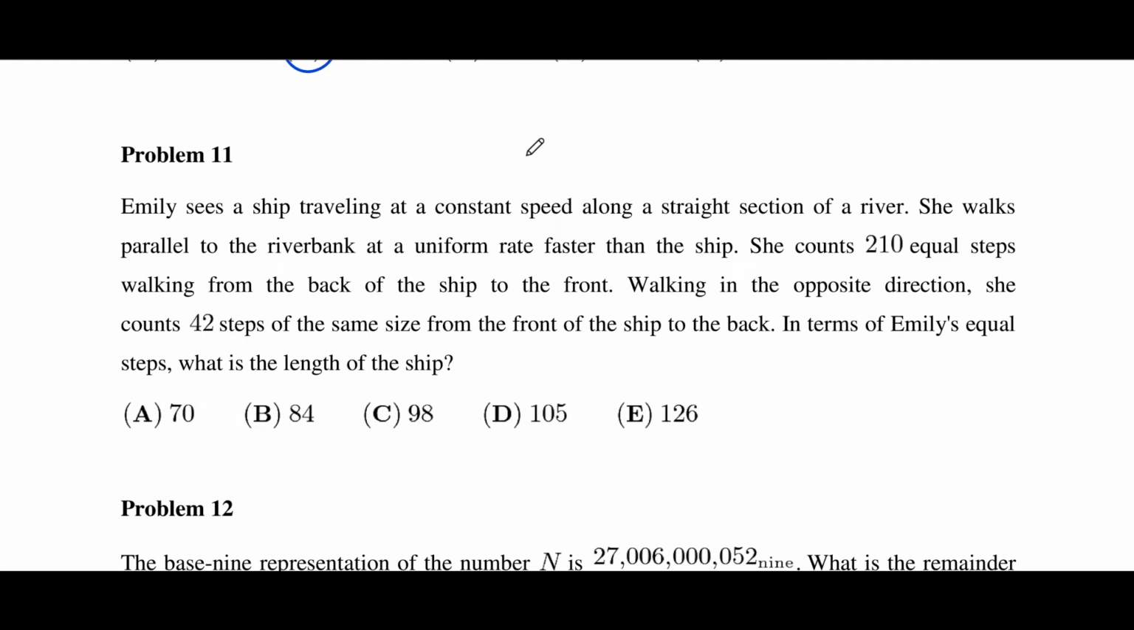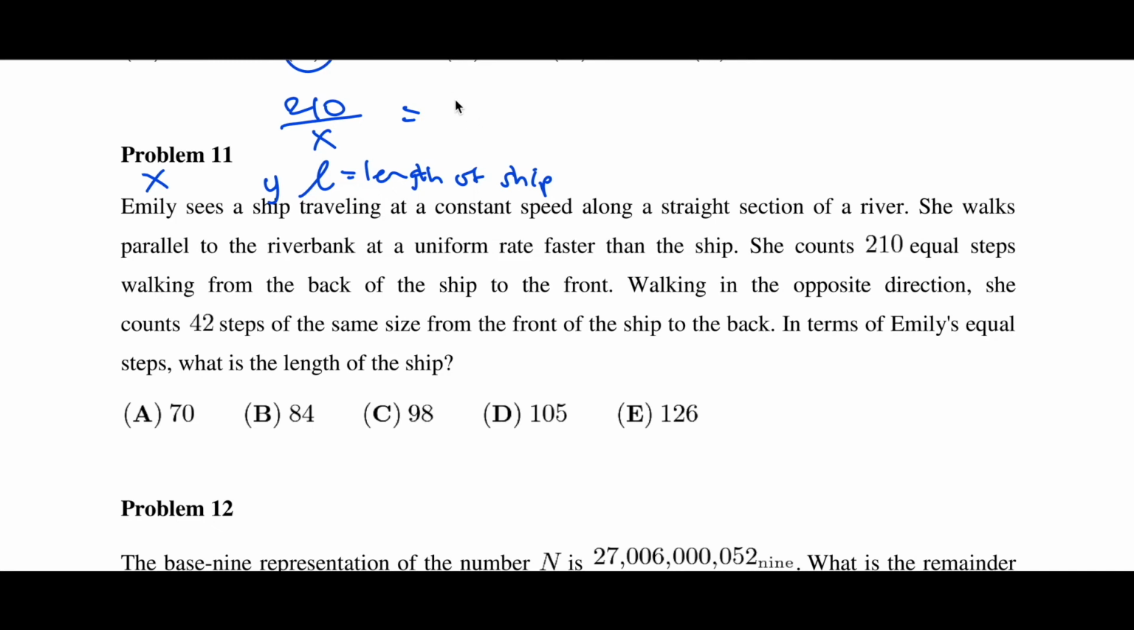Okay, now we're working on problem 11. For this question, let's assume that Emily's speed is X and the ship's speed is Y, and the length of the ship is L. In the first case, Emily and the ship are going the same direction. So 210, which is the distance that Emily traveled, divided by X, is the time Emily traveled, which is the same as the time the ship traveled.